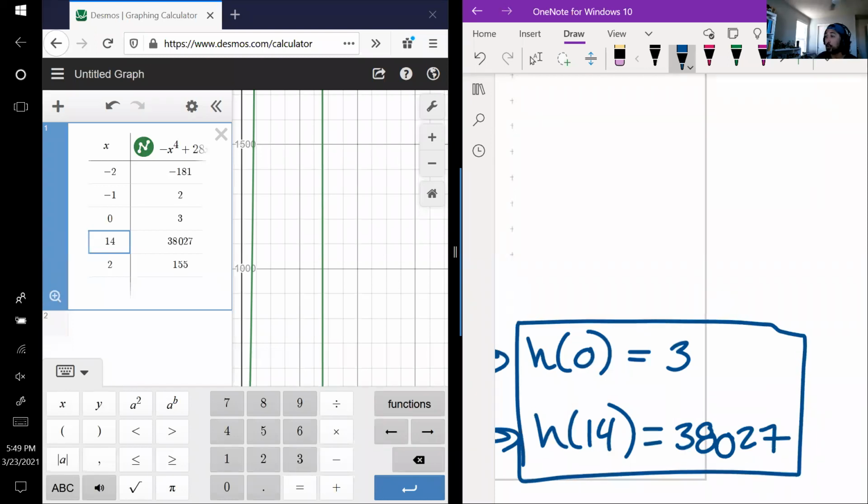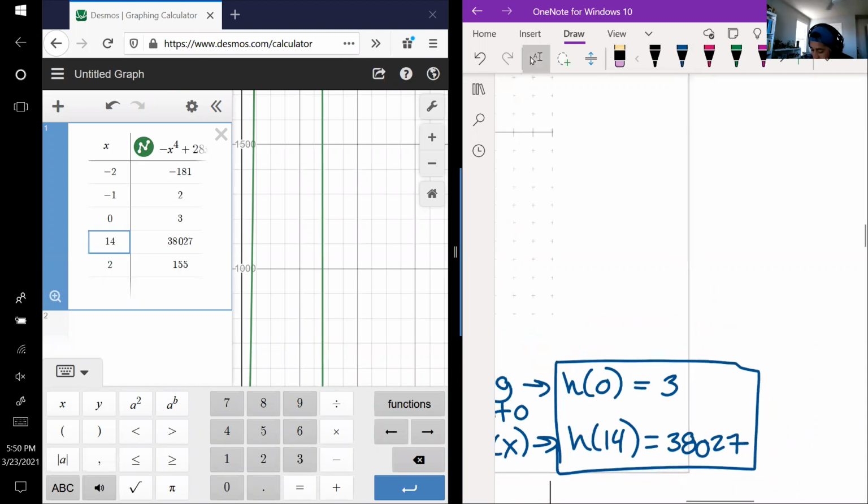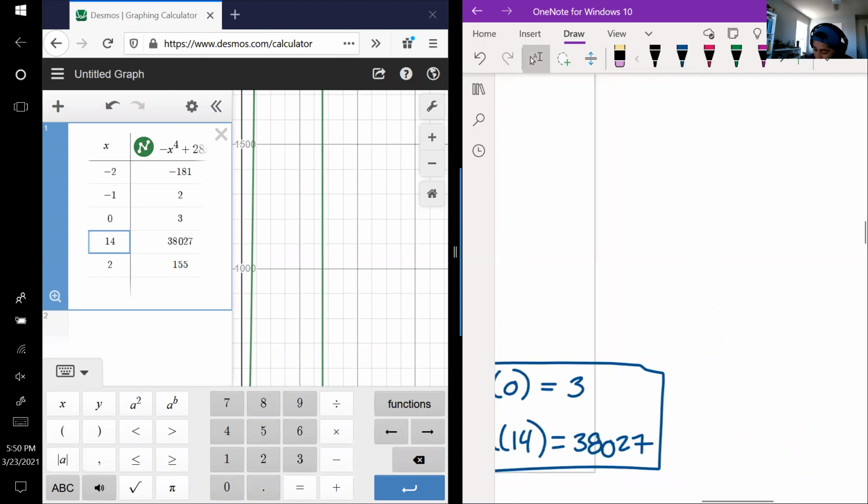All right. These are your points of inflection. This is where the graph will change direction. It'll go from concave up to concave down or concave down to concave up. So remember that these are points, so I'll write them as such. This is (0, 3) and (14, 38,027).